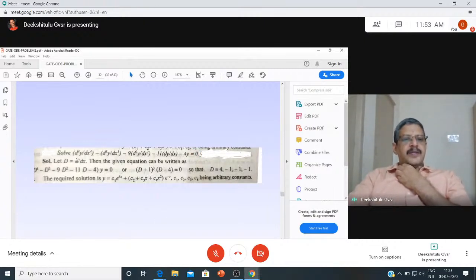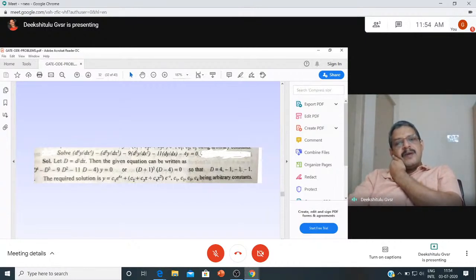So the equation becomes D^4 - D^3 - 9D^2 - 11D - 4 = 0, or else (m+1)^3 (m-4) = 0. So the roots are 4, -1, -1, -1. The -1 comes 3 times as a repeated root. So corresponding to the root m = 4, we get c1 e^(4x), and corresponding to the repeated root, as said, (c2 + c3x + c4x^2) e^(-x).